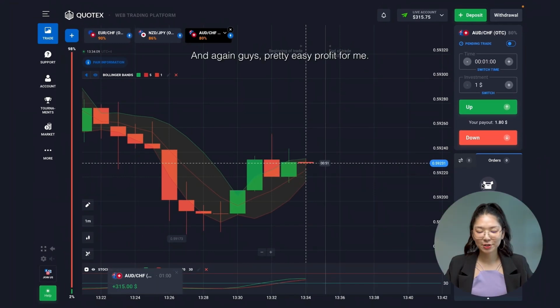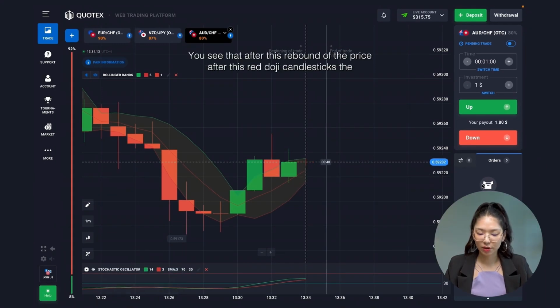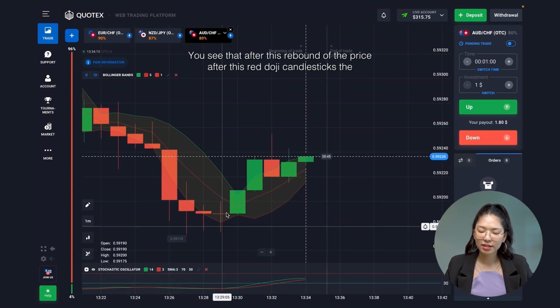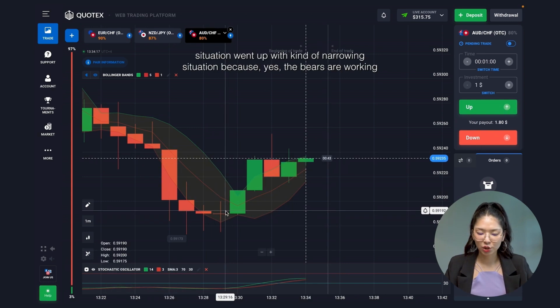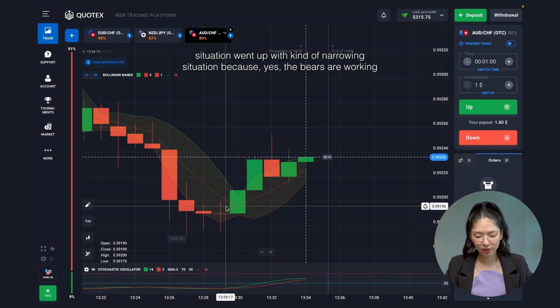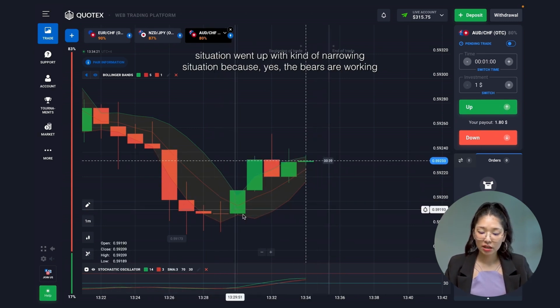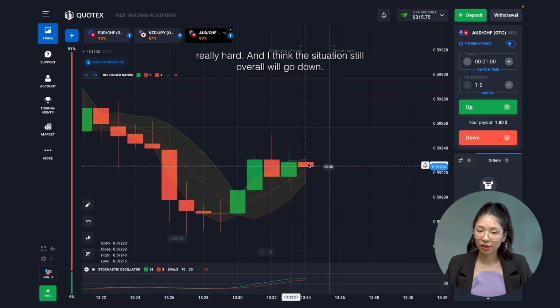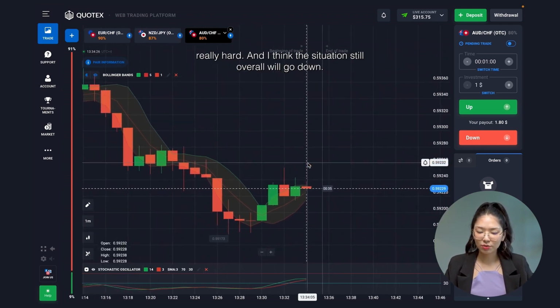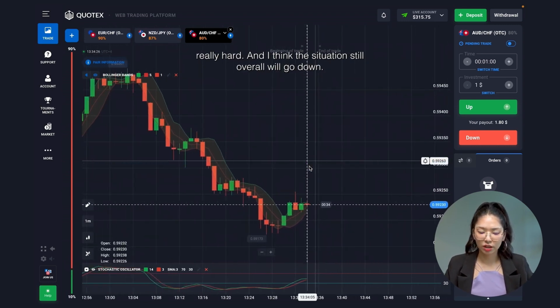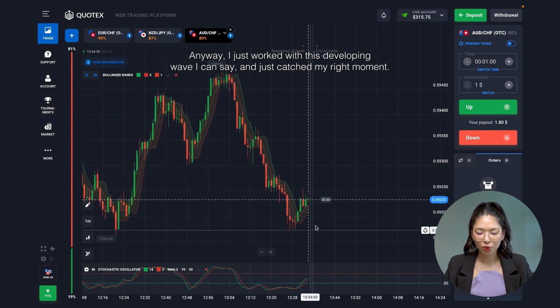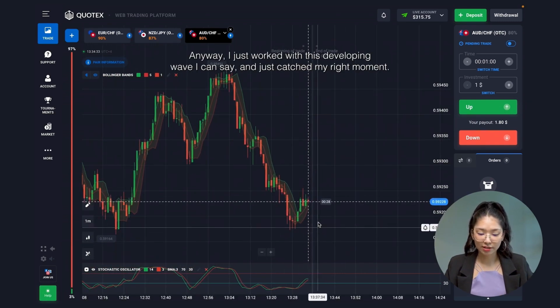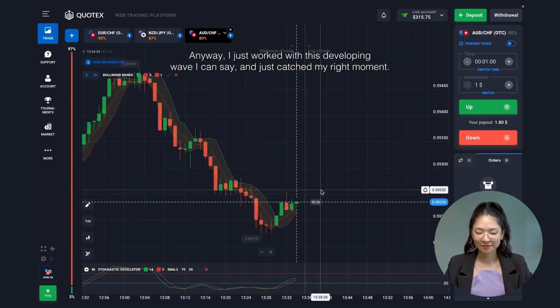And again guys, pretty perfect from me. You see that after this rebound of the price, after these red dodgy candlesticks, the situation went up with a kind of narrowing, because yeah, the bears are working really hard. And I think the situation will still go down overall. Anyway, I just work with this developing wave, I can say, and just catch my moment.